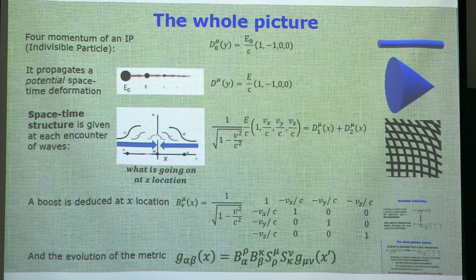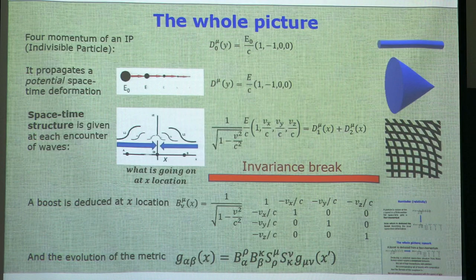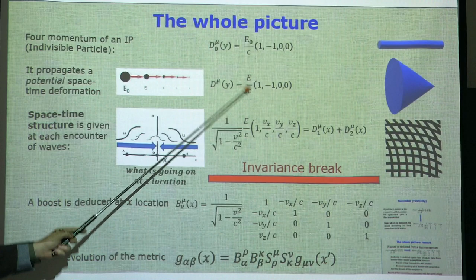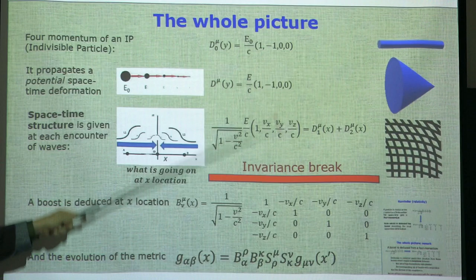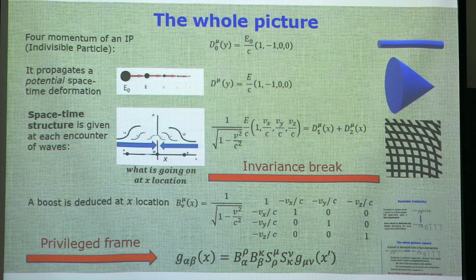So let's go further. Now, there is an invariance break. All this stuff is transformed in the Lorentz transform in the same manner, all this one also, but it's not the same manner between here and here. It's always an invariance break, but not the same way between here and here. Therefore, the result is that what you find here is not an independent metric, it's a privileged frame.